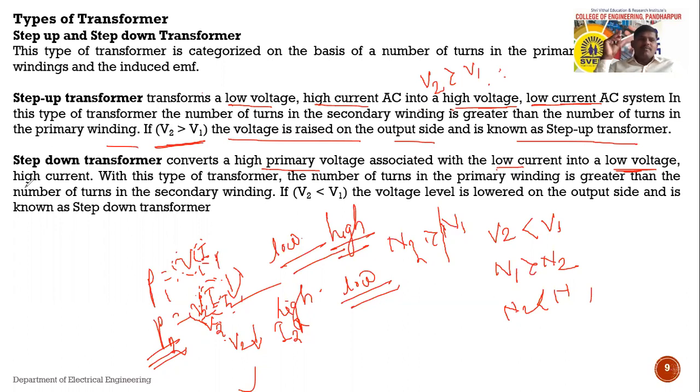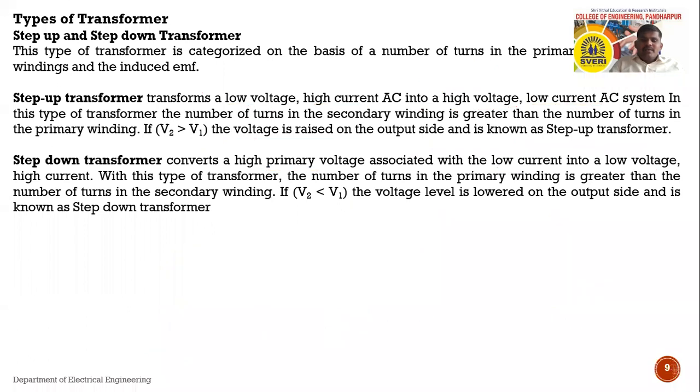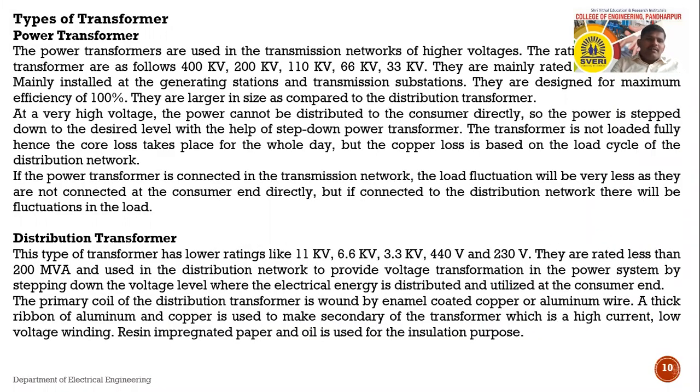So these are the two types of transformer. And it depends upon the number of turns used in case of primary winding and secondary winding. Secondary winding la आणि primary winding la किती number of turns use केले त्याच्यावरती different आहे. So these are the two types of the transformer.